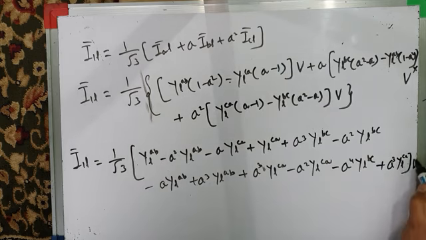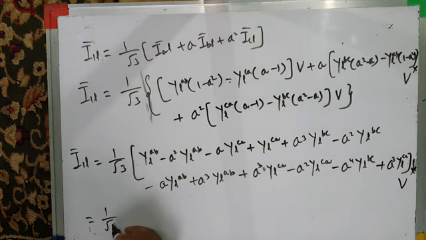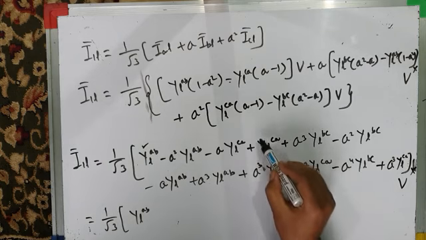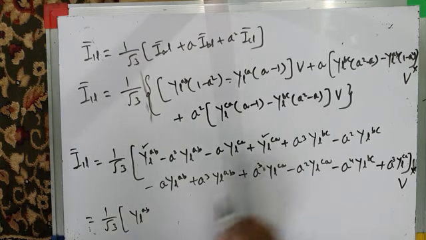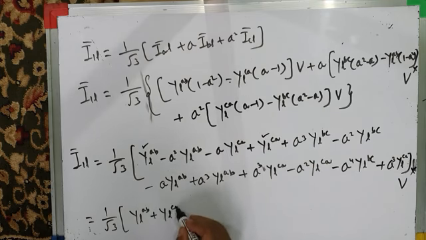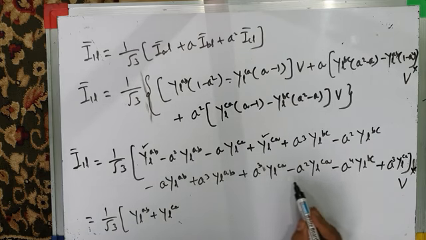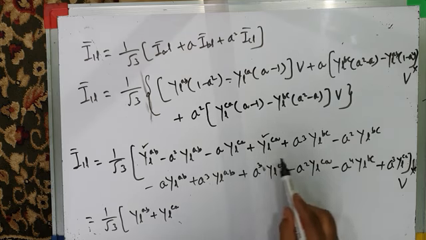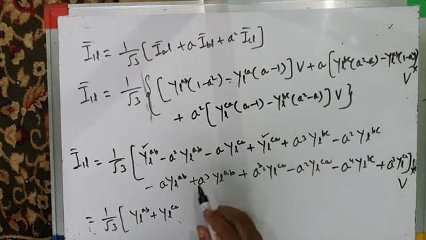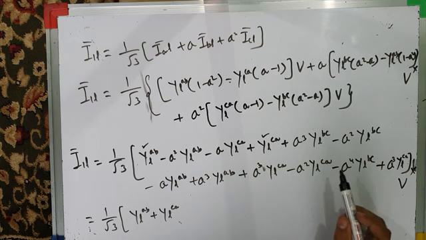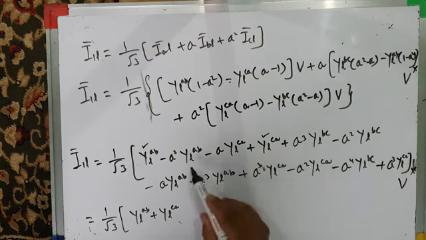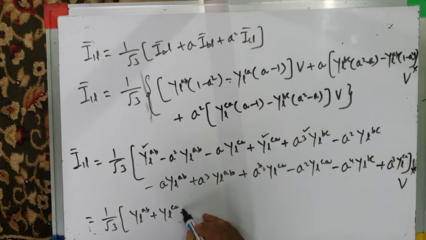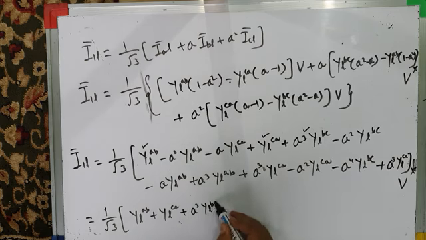This whole multiplied by V. So this can be further written as 1 by root 3 times, let me write YLAB. I will take it. And then I have the terms which are without A or A square or A cube, plus YLCA. Any other term? Yeah, so we have plus A cube YLBC. I can take this plus A cube YLBC.